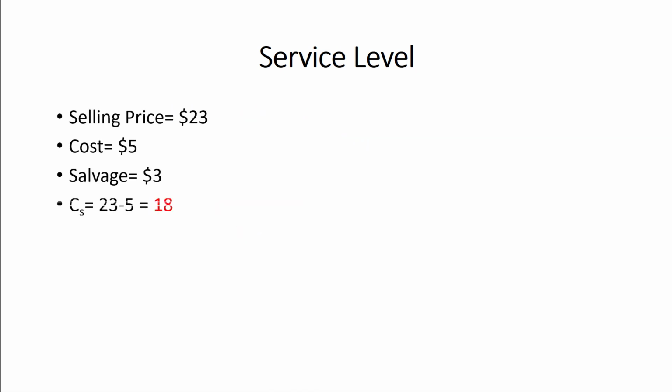So let's work through an example problem. These are the knowns. We have our selling price, our cost, and our salvage. So we don't have that many inputs going into this. Our CS is our selling price minus our cost, so we get a CS of 18. And our CO is our cost minus our salvage value, 2.